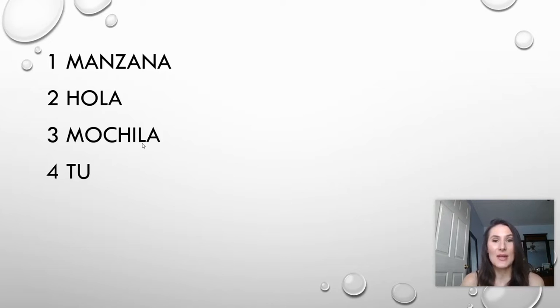All right, this is only two letters, a T and the letter U. So let's think, what does the U make? Oo, right? So this would be pronounced tu.